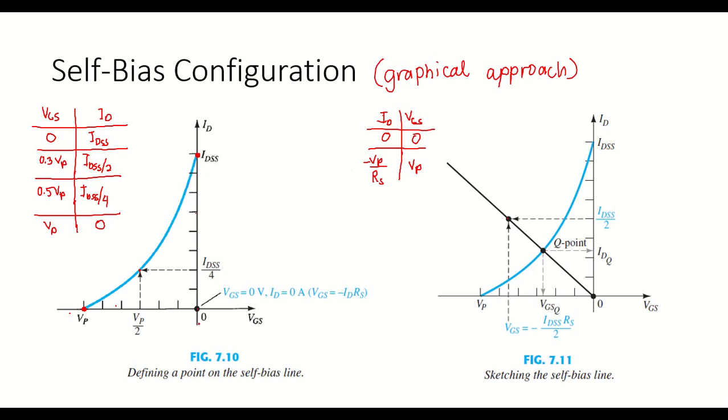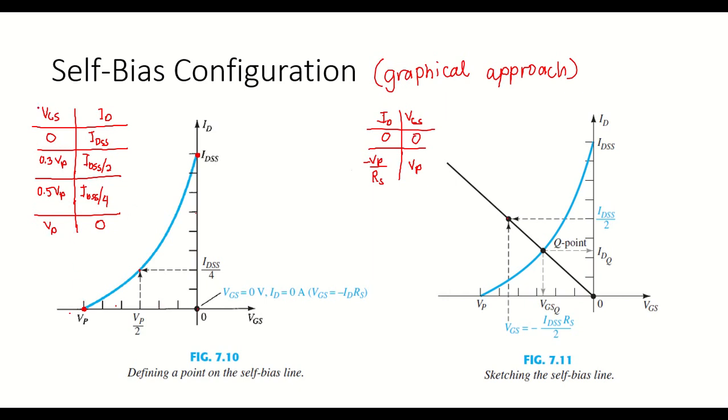First, we define the points for us to be able to sketch the transfer characteristic curve, and then next we sketch the self-bias line for us to get the Q point of the circuit. So these are the important points for us to sketch the transfer characteristic curve.